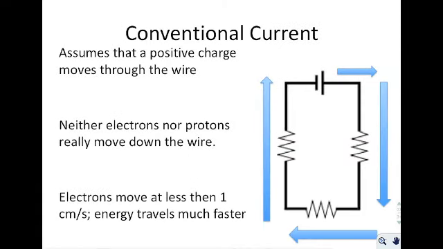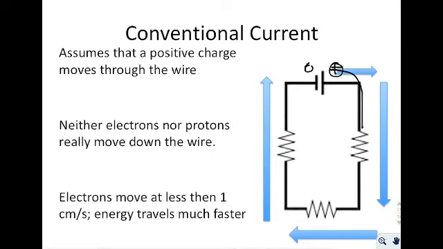Conventional current is a way that we use to explain things. We're assuming that positive charge is what moves through the circuit. Now we know that's not right. Some people will say it's really electrons that move through because protons can't move. It's not really that either. Current is really just energy moving through the wire, not really protons and electrons and those sorts of things.